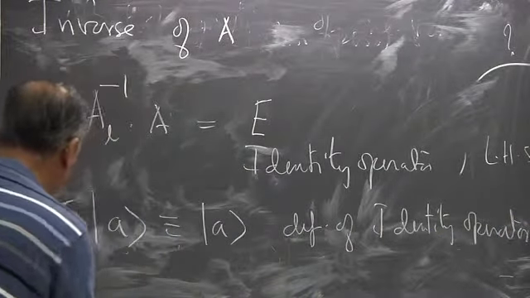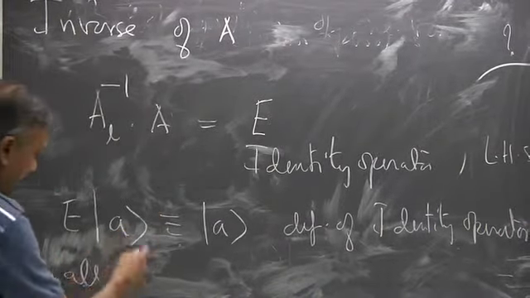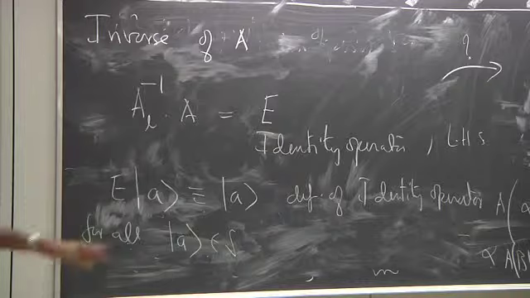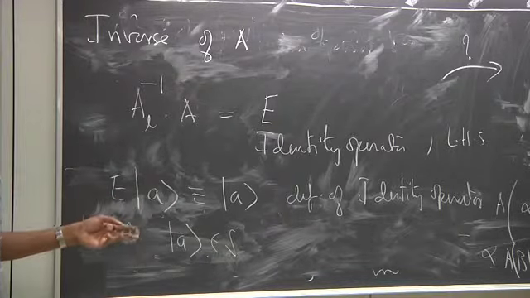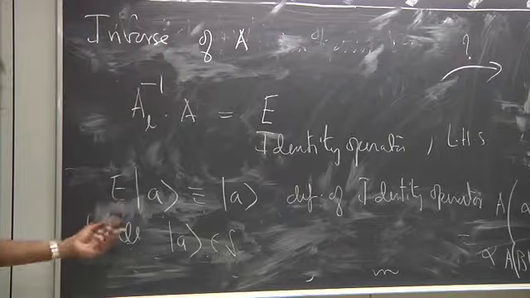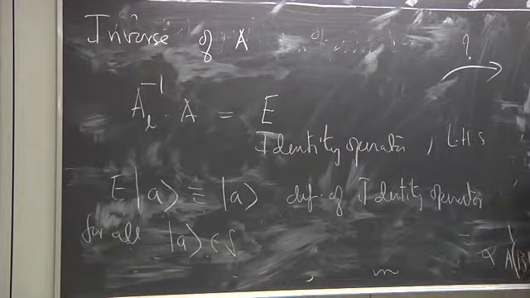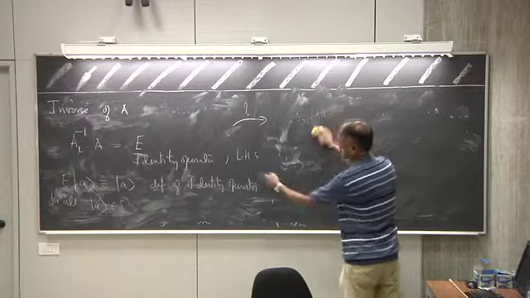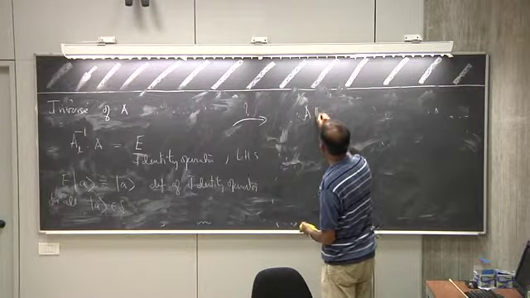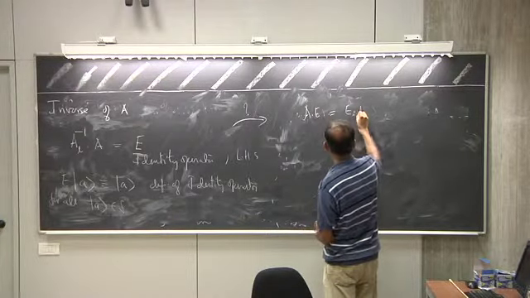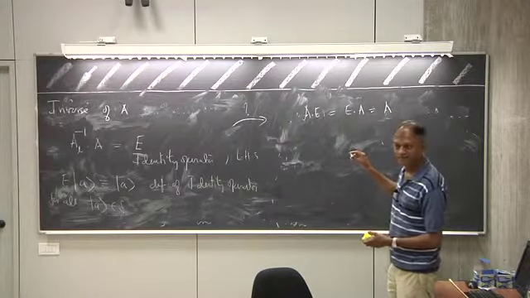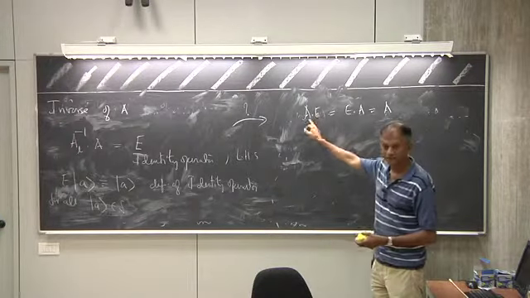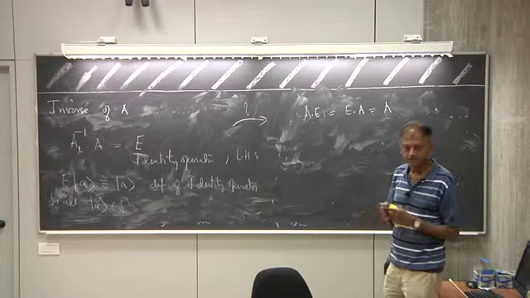But this should be true for all A. Not just for any one vector, but for all vectors belonging to S. If this is true, then you call that operator the identity operator. Okay? It is clear: E times any operator is the same operator. Right? With this definition, you can immediately see that A times E is the same as E times A, which is the same as A. It follows from this definition. So E is the identity as far as multiplication is concerned.